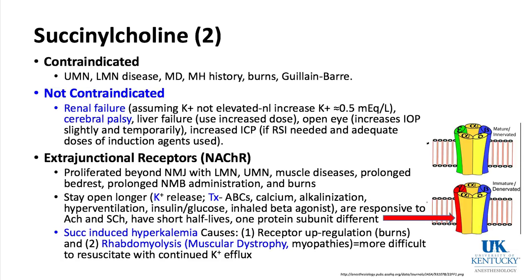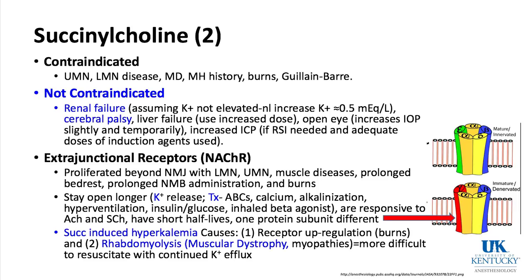Succinylcholine is contraindicated in upper and lower motor neuron diseases, muscular dystrophy, a history of malignant hyperthermia, burns, and diseases of the nervous system that are progressive and active like Guillain-Barré. It's not contraindicated, however, in cerebral palsy, which is a static neurologic disease. So if someone has bad GE reflux who has cerebral palsy and you need to use succinylcholine, it's not contraindicated.